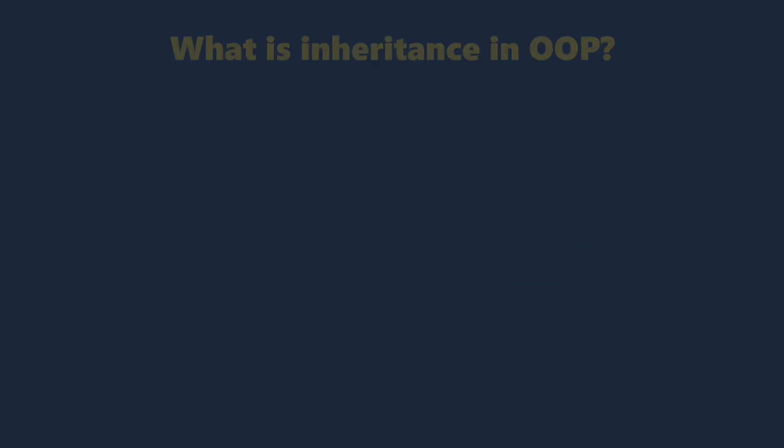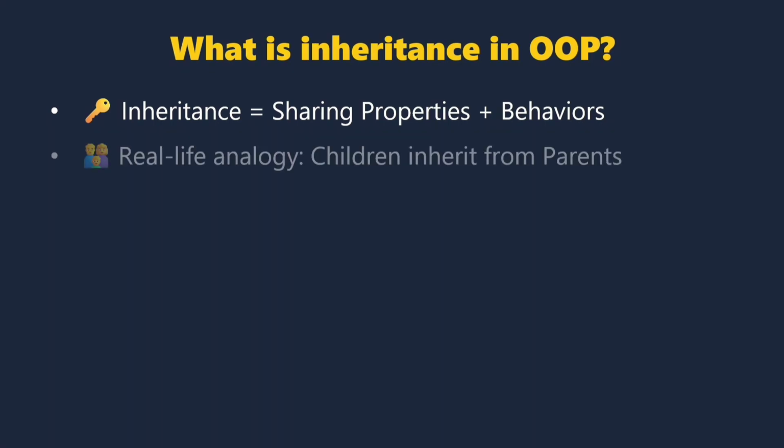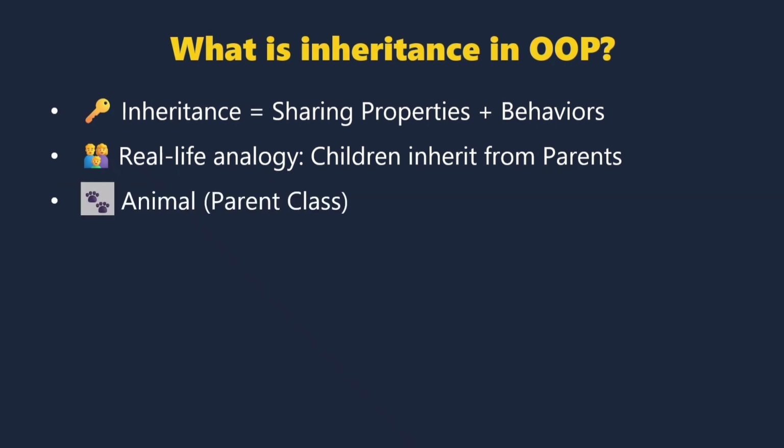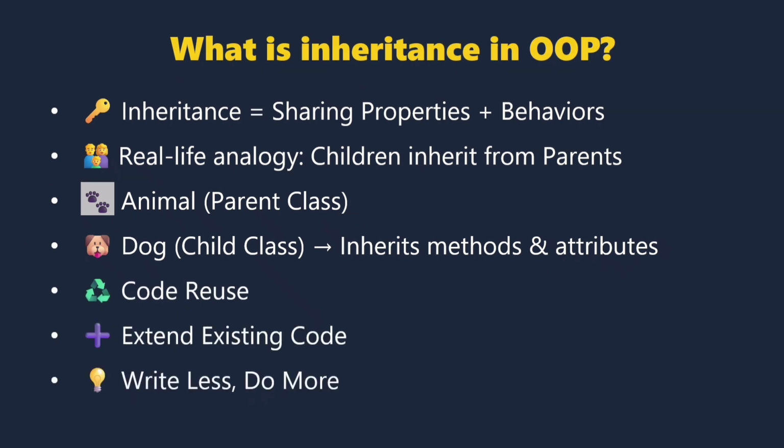First question is, what is inheritance in object-oriented programming? And the answer is, inheritance simply means one class can use the properties and behavior of another class. Think of it like children inheriting qualities from their parents. For example, if you create a class animal and then create a class dog which inherits from animal, the dog class automatically gets whatever the animal has, like methods or attributes. This avoids writing the same code again and again. That's the power of inheritance. Reuse and extend existing code.